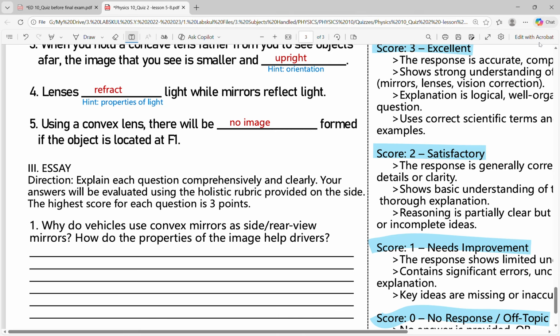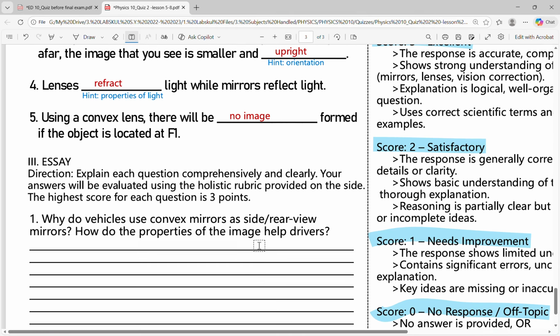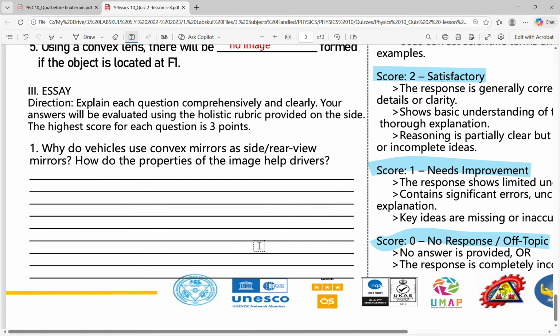Now let's proceed to the essay type of test. The first question is, why do vehicles use convex mirrors as side or rear view mirrors? How do the properties of the image help drivers? So remember the property, convex mirrors give you a wider field of view. And because of that, the drivers could really see the cars behind his car, right?